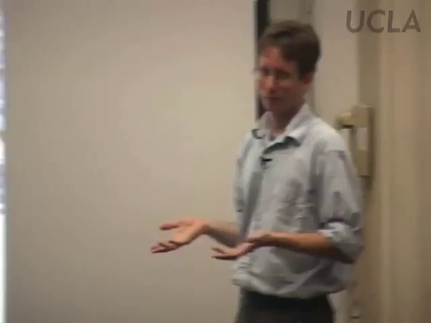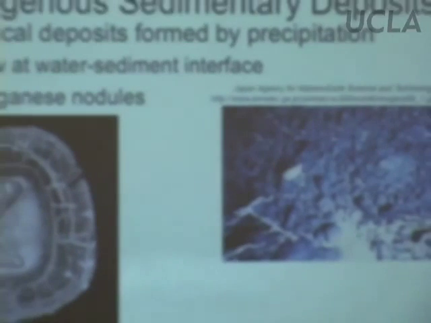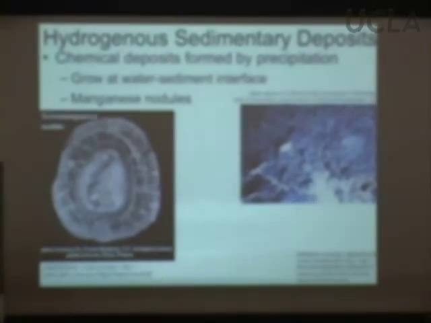Hydrogenous sedimentary deposits rarely dominate on the seafloor, except in a few instances, and there's one particular kind that's got a story that's worth telling. I guess this is where I'll finish for today. So these are chemical sediments that are deposited from seawater. We talked about salt as being an example of a hydrogenous sediment that you can get when you evaporate seawater.